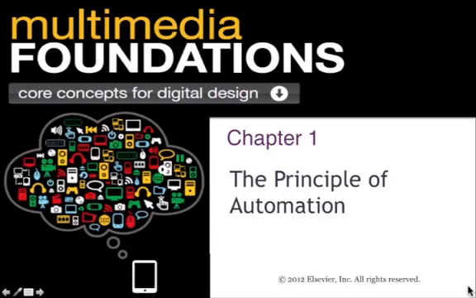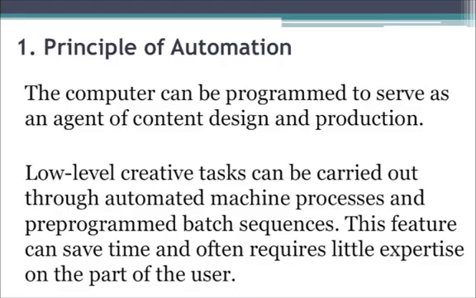In this lesson, we're going to take a look at the principle of automation. This is the third principle of new media covered in Chapter 1 beginning on page 28. The principle of automation states that the computer can be programmed to serve as an agent of content design and production. Low-level creative tasks can be carried out through automated machine processes and pre-programmed batch sequences. This feature can save time and often requires little expertise on the part of the user.